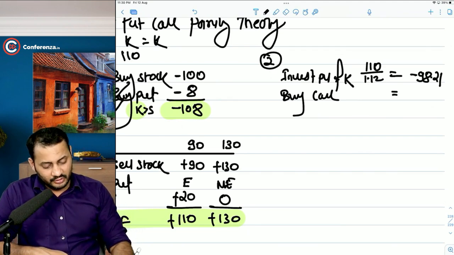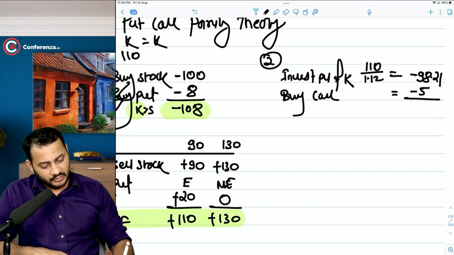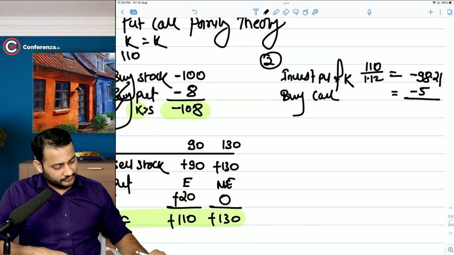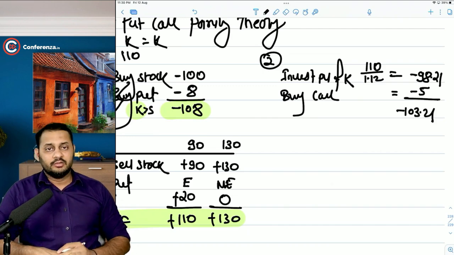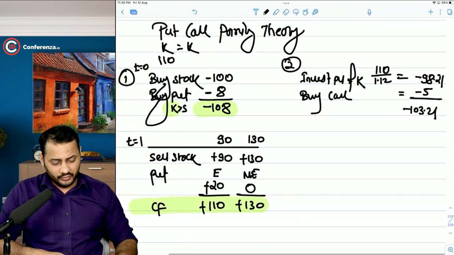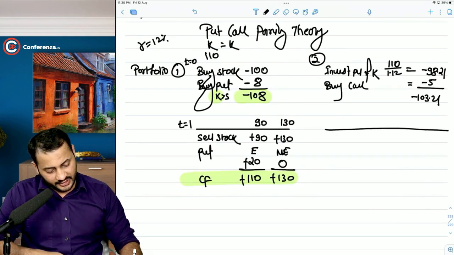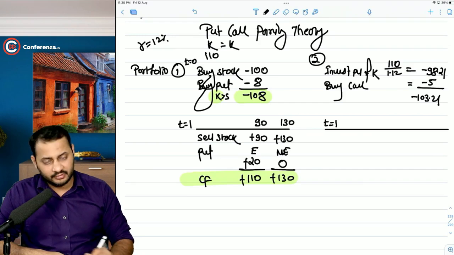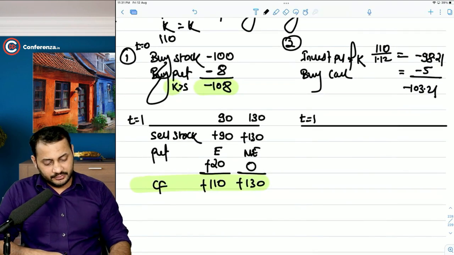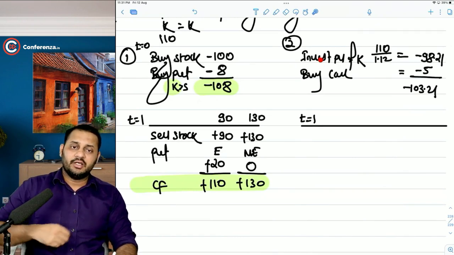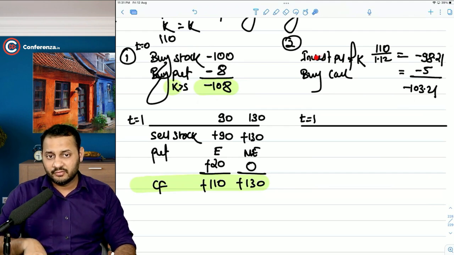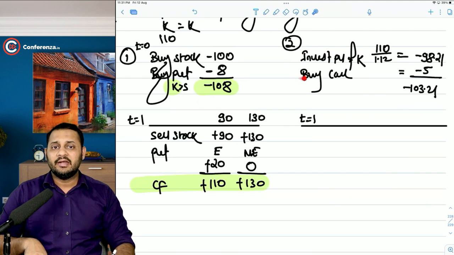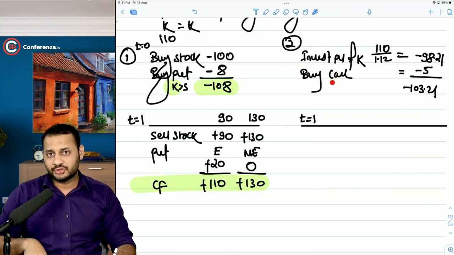And let's say you are buying the call, that means you will have to pay the premium, and the premium amount is 5 rupees. So 98.21 plus 5 is 103.21. Now let's find out what will be the settlement cash flows after 1 year, just like we did in the previous portfolio. So this is a portfolio that we have created in which in the cash market we have an investment position. We have invested the money, and in the derivatives market, we have a long position on the call.